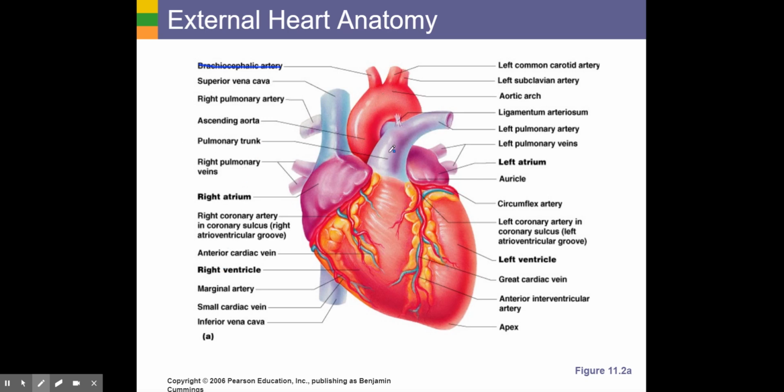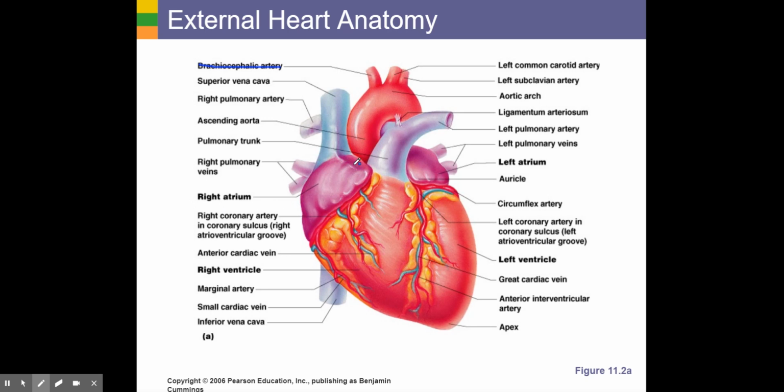Pulmonary trunk is another one that we do need. This is the common trunk coming out of the right ventricle, leading to both the right and left pulmonary arteries. Okay. The next thing that we need down here is the right pulmonary vein. This is how the blood gets from the lungs back to the heart. They pass behind the backside of the heart here and dump blood back into the left atrium. And their counterpart is over here, the left pulmonary veins. Right atrium is another one that we need.